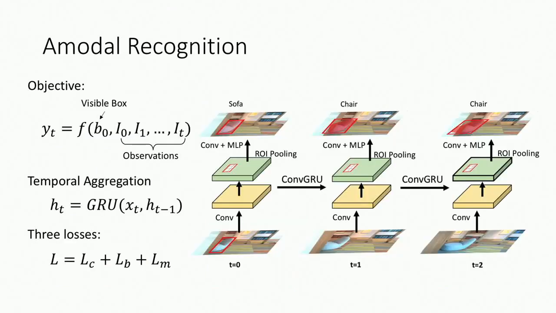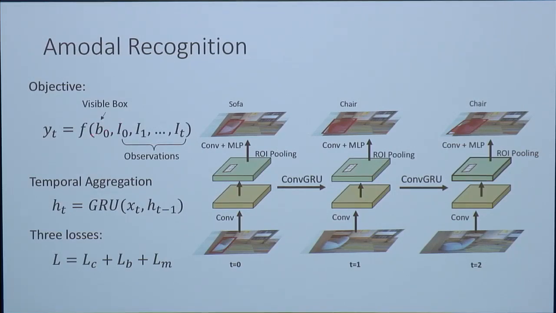The amodal recognition part is a temporal image processing framework. So the objective function is like this. We have a visible bounding box as input, and then we observe multiple images by moving, and then we want to predict the result based on all of this information we get during the move. We propose to use a GRU to do the temporal aggregation to get better and better results. And we use 3 different losses. These 3 losses are for classification, for bounding box localization, and for mask generation.